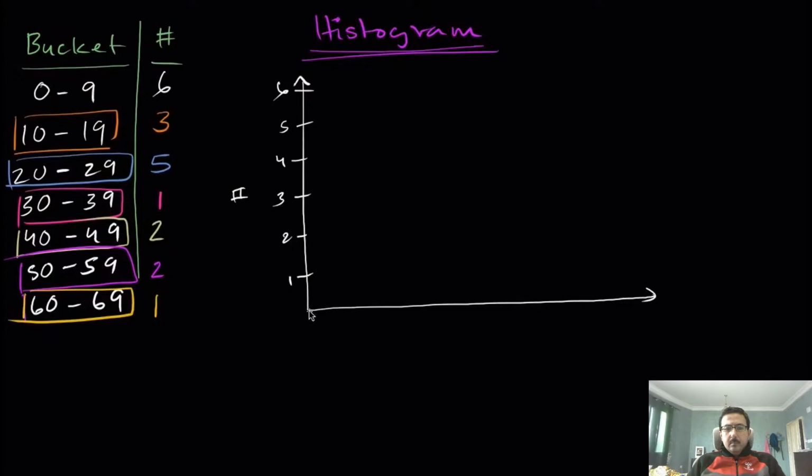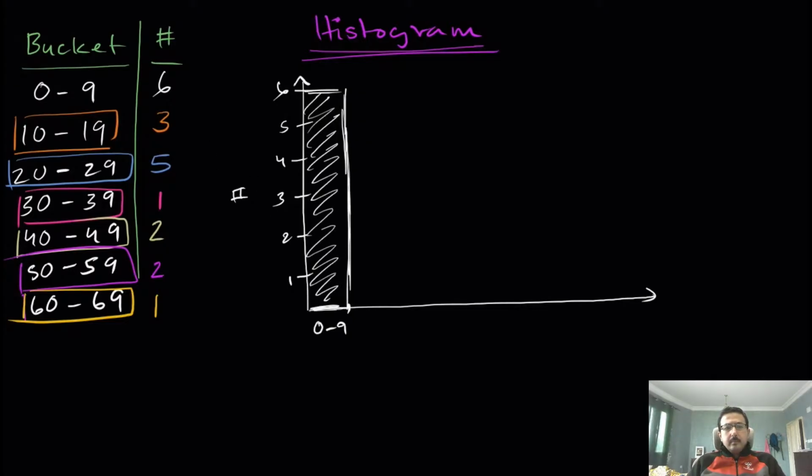So I have 1 bucket. This is going to be the 0 to 9 bucket right over here. Actually, let me just plot them since I have my pen that color. So in 0 to 9, there are 6 people. I'll just plot it like that. And then we have the 10 to 19. There are 3 people. So 10 to 19, there are 3 people. So I'll do a bar like this.